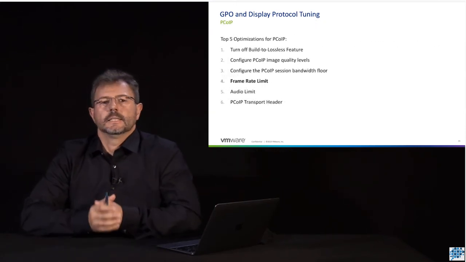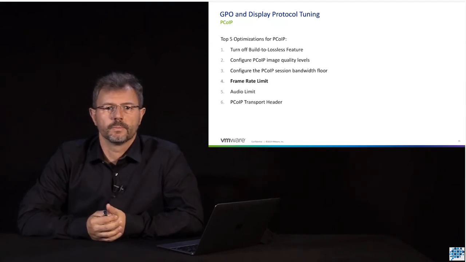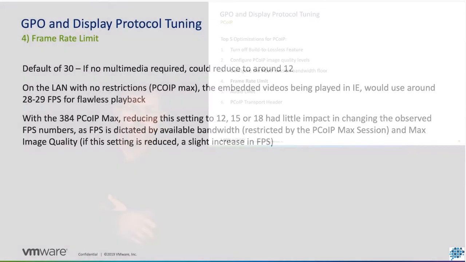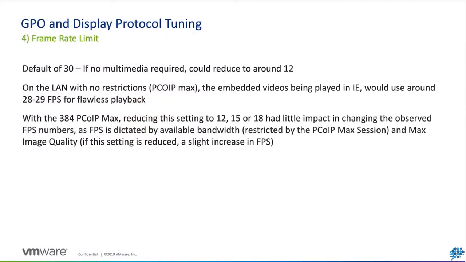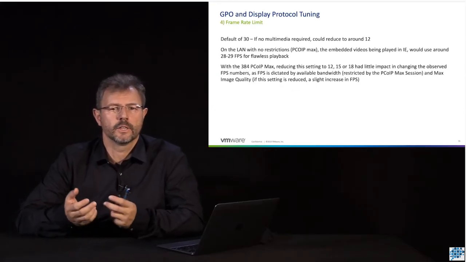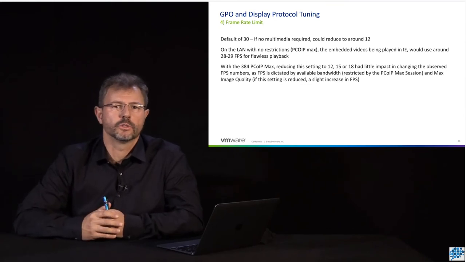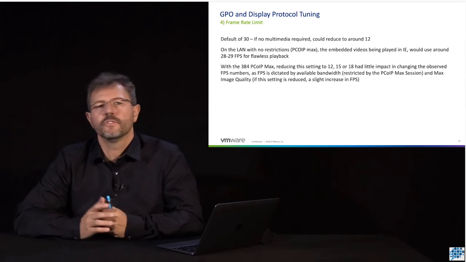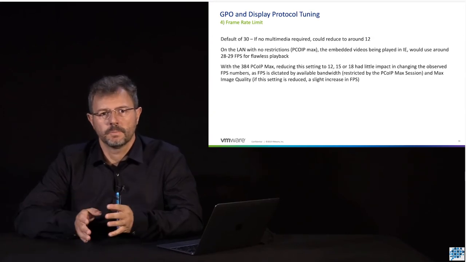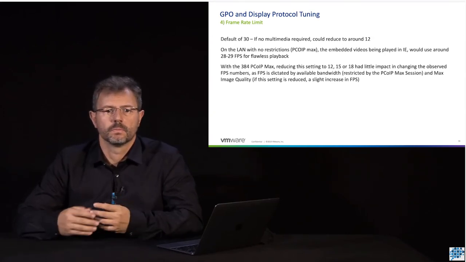The next option is the frame rate. The frame rate is also a very easy-going setting because it helps you a lot. The default value is 30. In many use cases, you don't need 30 frames per second. Let's assume you have mostly text-based applications, Word, Excel, the general productivity suite your users are working with. Well, in that case, maybe you can live with 12, 15, 18 frames per second. And again, fewer frames, less bandwidth, snappier experience.